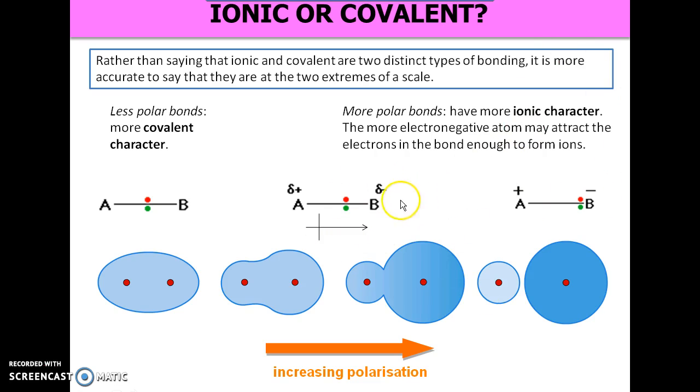Now actually, if you've got a very big electronegativity difference between B and A, it might be the case that B completely rips away the electrons from A. Now if that were to happen, you form ions. So essentially, if you think about it, ionic bonding and covalent bonding are really two extremes of a scale. If you've got equal sharing of electrons, you'll have covalent bonding. Whereas if you've got one element that's far more electronegative than another, you'll have ionic bonding.